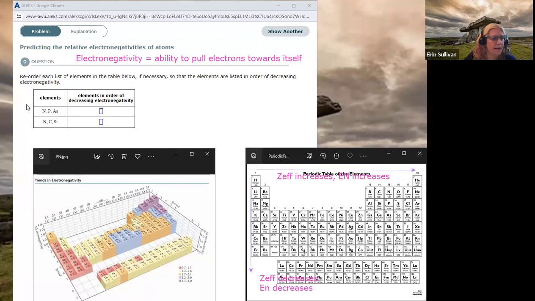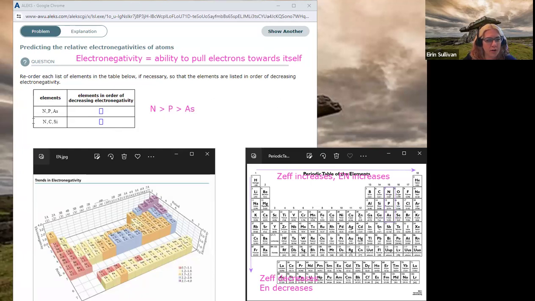So let's find all these elements on the periodic table. Nitrogen, phosphorus, and arsenic. They're all in the same group. Okay, so nitrogen is going to be more electronegative than phosphorus, and phosphorus is going to be more electronegative than arsenic. So nitrogen, most electronegative, then phosphorus, then arsenic.